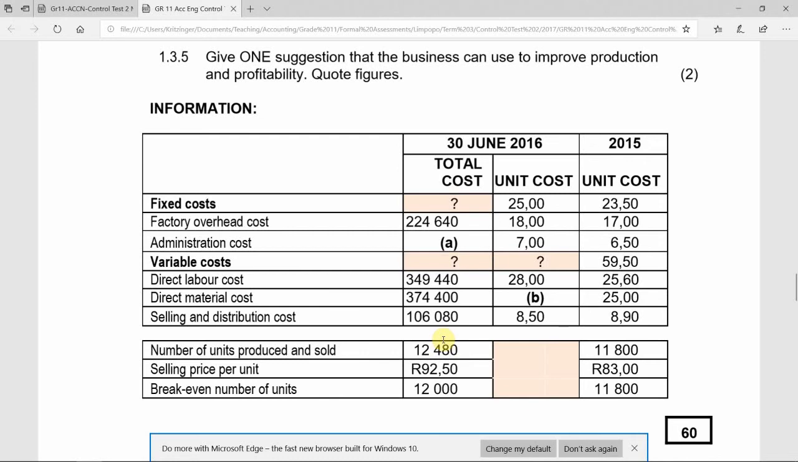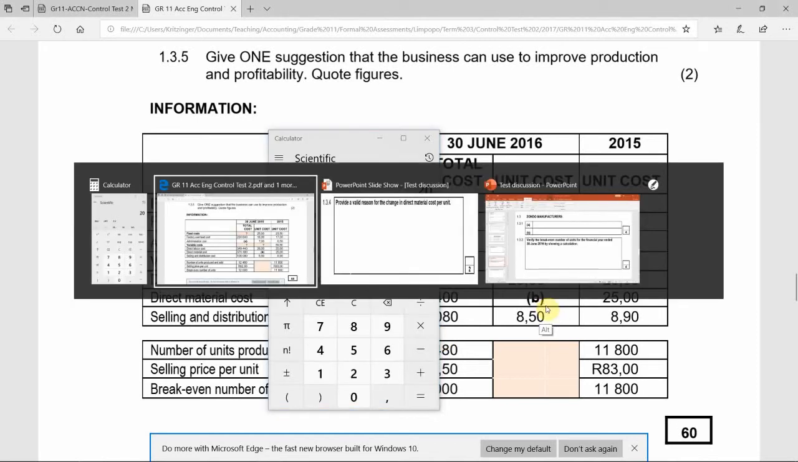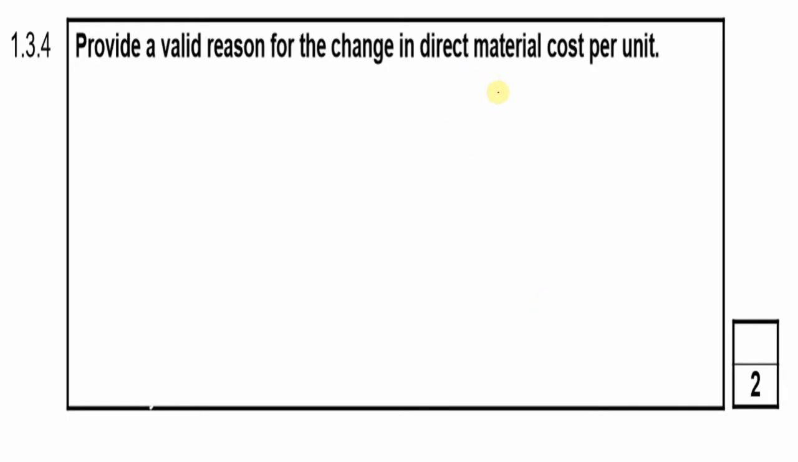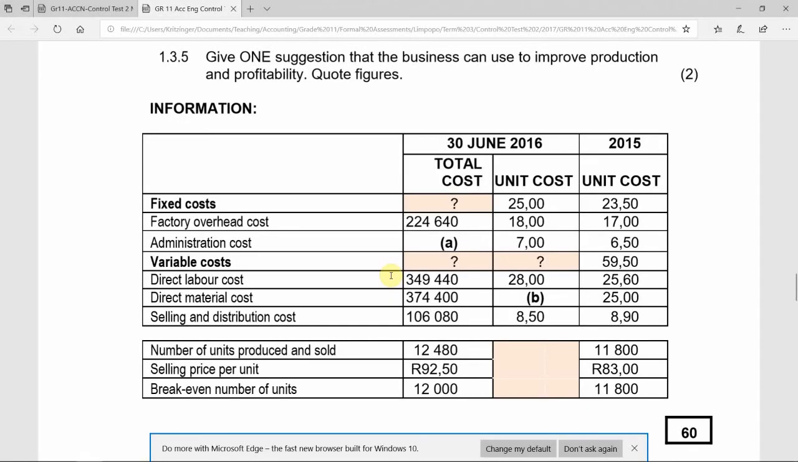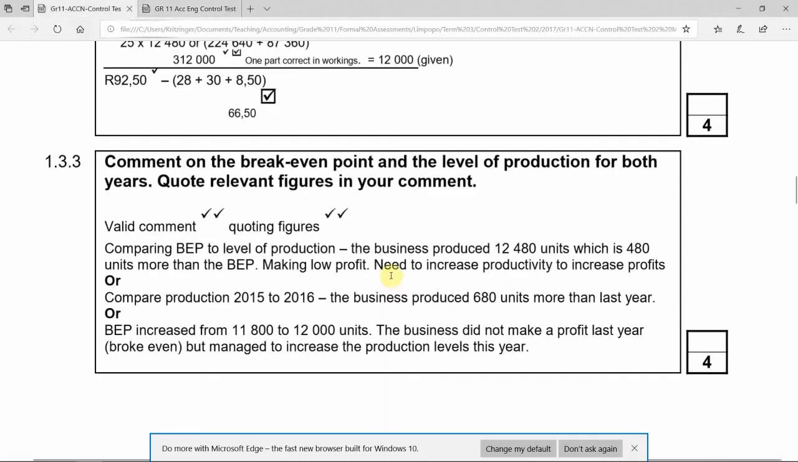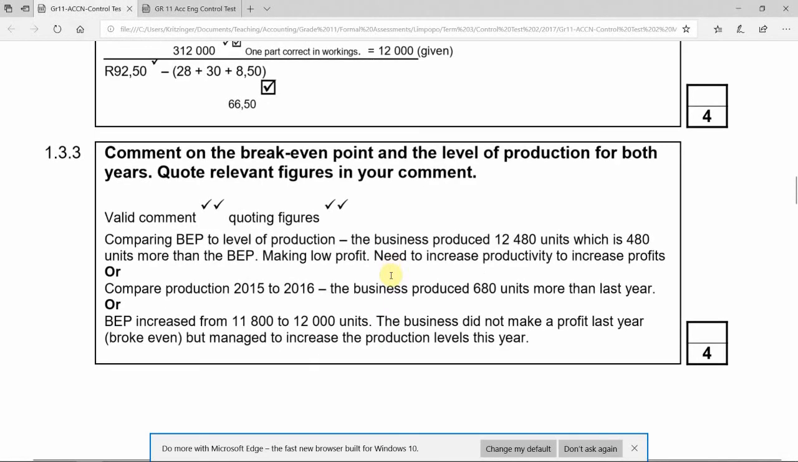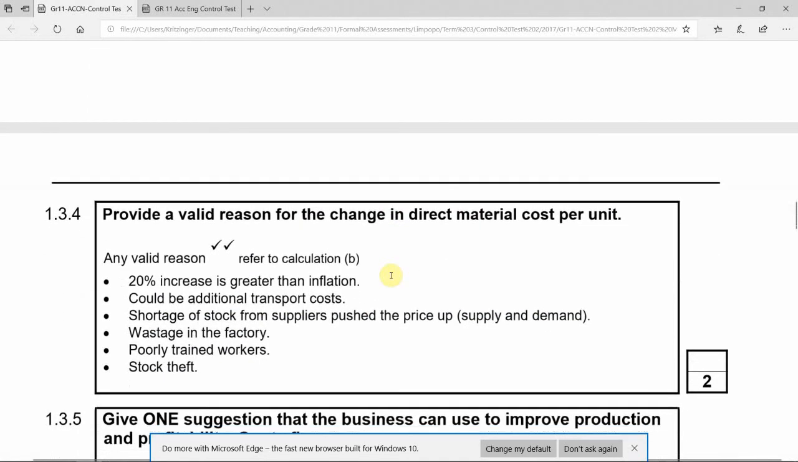So now the question is, what would result in a change in the direct material cost per unit? Well, there might be various aspects like a wastage of material, or maybe fuel costs rise, which would increase the transport costs, or maybe if we are importing materials, it might be the change in the exchange rate. So there are various reasons. I'm just going to the model solution to show some of these. Any one of them would be sufficient.